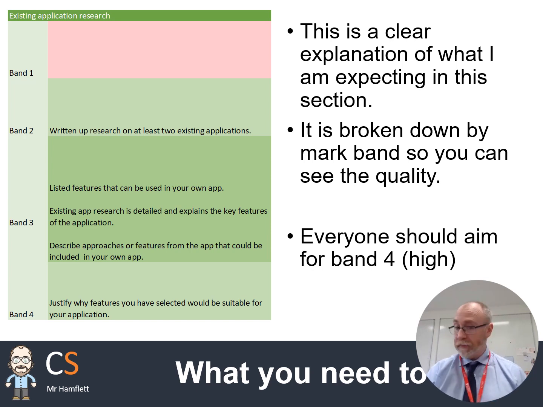Do aim for band 4 on everything, okay? Because if you aim for band 4, then you are more likely to pick up all the other bands. So worst comes to worst, you don't hit band 4, well, maybe you'll hit band 3, okay? So you're not going to lose marks. If you aim for band 3 and miss, well, you go down to band 2. And if you aim for band 2, well, you're not going to pick up the marks, are you? So hopefully that was clear.